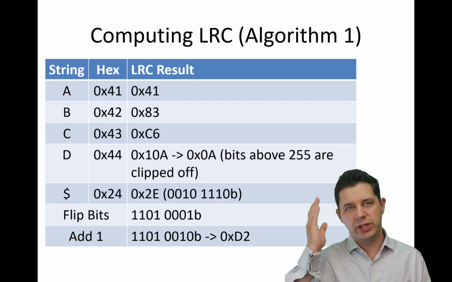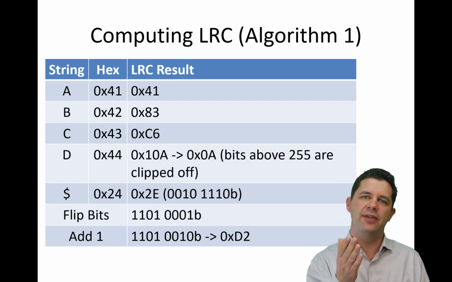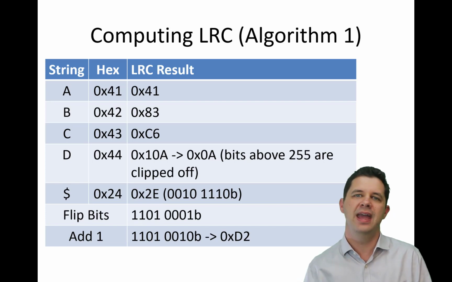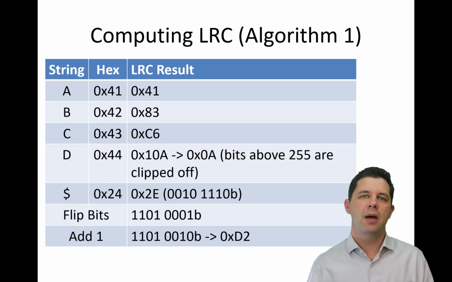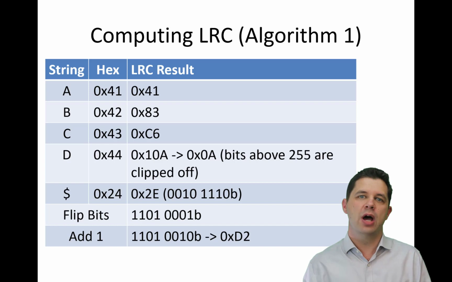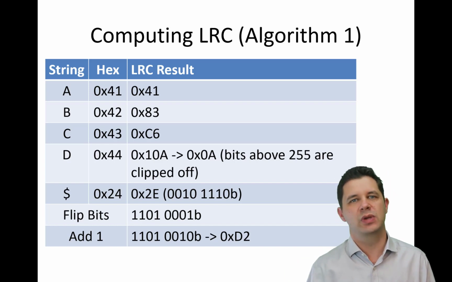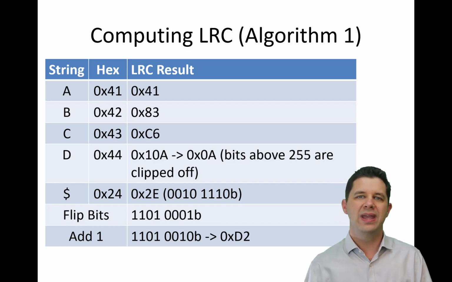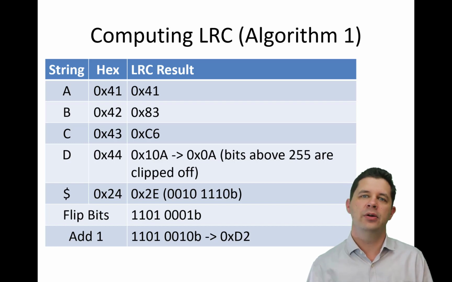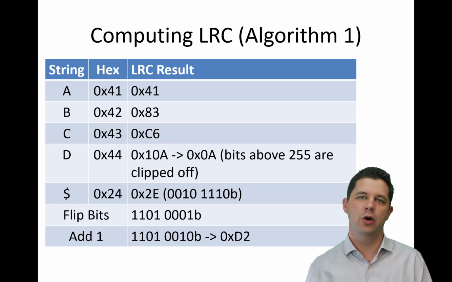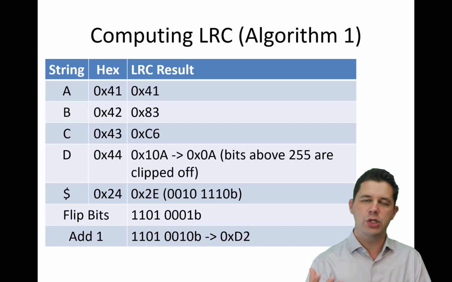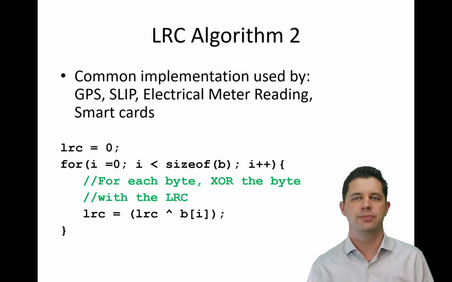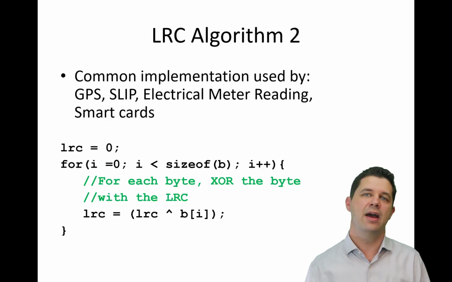0x10A. Now, what we want to do is chop off anything above the 255 or above the FF in hex, which gives us 0x0A. Then we add the $ sign to it, and we keep on going for as many bytes as we had. But that's all we've got for the moment. We get all those, we work out what they are in binary, we flip them and add 1 to it, and that's our LRC checksum result. So we can do that at the sender side, and then at the receiver side, we compare the two and make sure they match.